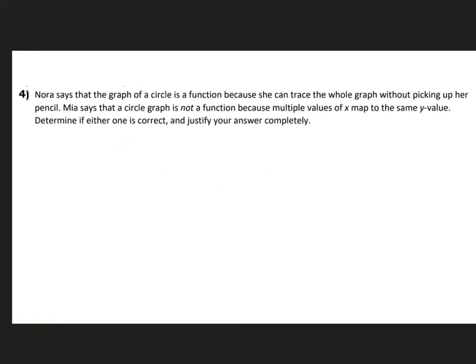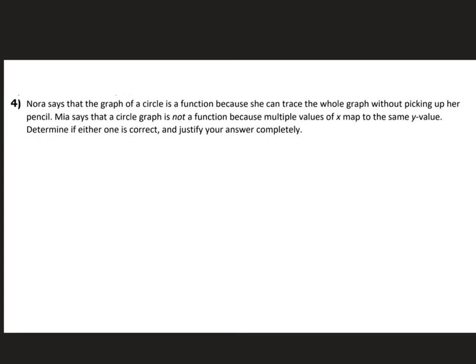All right. Nora says that the graph of a circle is a function because she can trace the whole graph without picking up her pencil. Mia says that a circle graph is not a function because multiple x values map to the same y value. Determine if either one is correct and justify your answer completely.